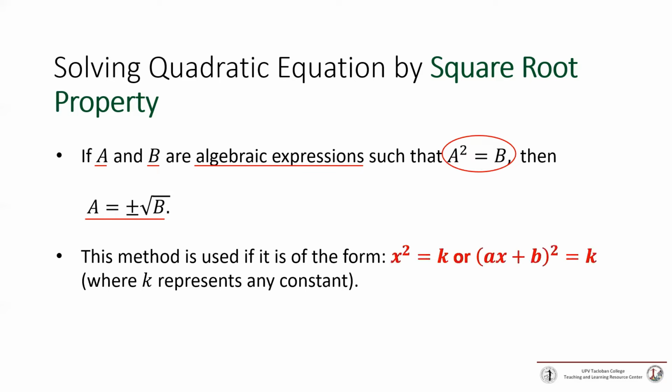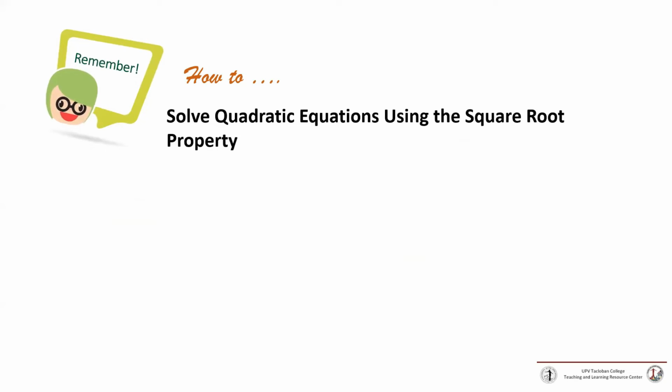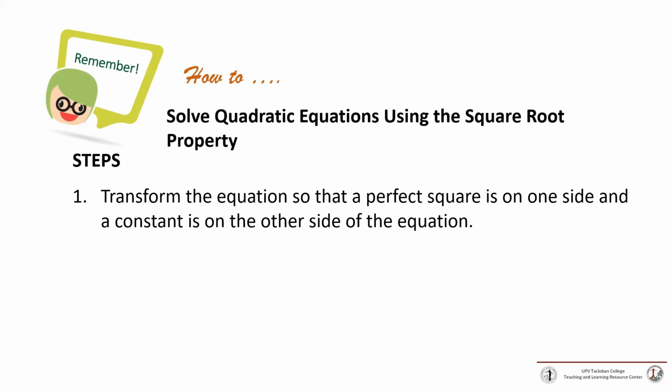Now, this method is used if the equation is of the form x squared is equal to k, or the quantity ax plus b squared is equal to k, where k represents any constant. So we have to remember how to solve a quadratic equation using the square root property. Here are the steps to follow. These steps are very important for us to use the square root property in solving the quadratic equation.